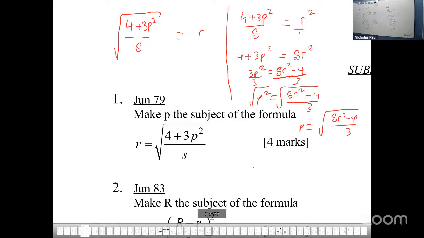Let's go again. Let's get each other going. Take it down.